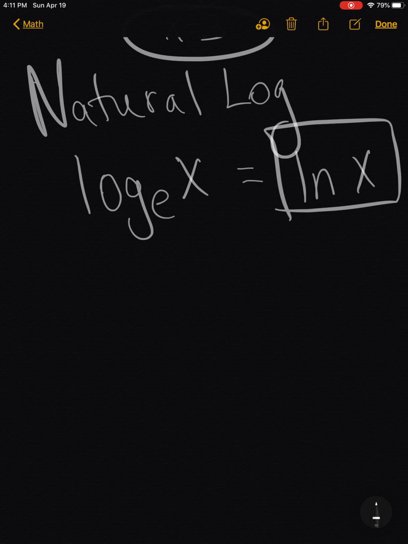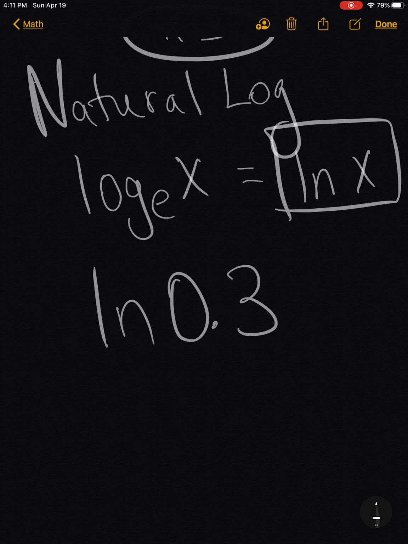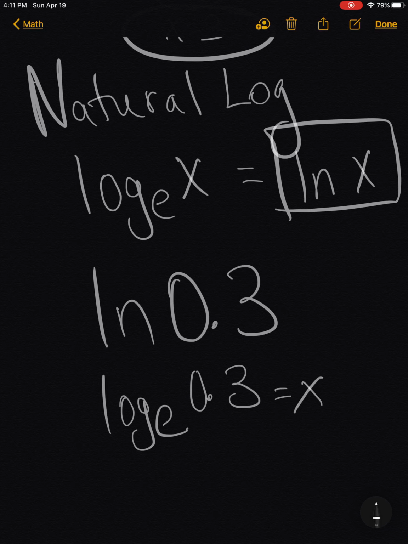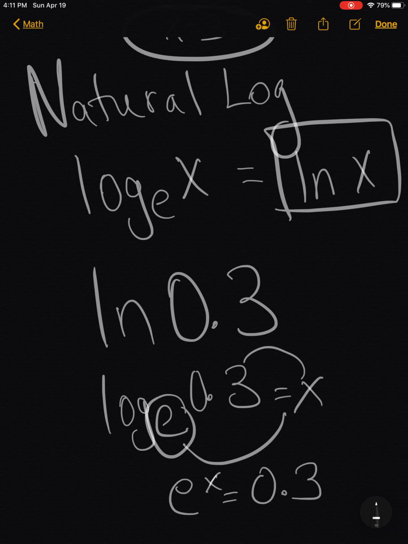And this is another one that your calculator can do, or any calculator in general. So for example, you'll be given a problem, ln, let's say 0.3. So what that means is log base e of 0.3. So if we were doing this without a calculator, you would say e to what power is equal to 0.3. But that is definitely very difficult to do without a calculator. Can't figure that one out.